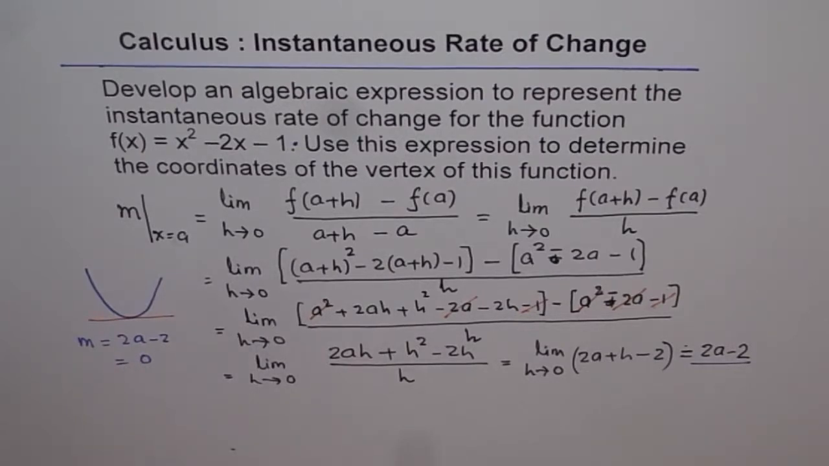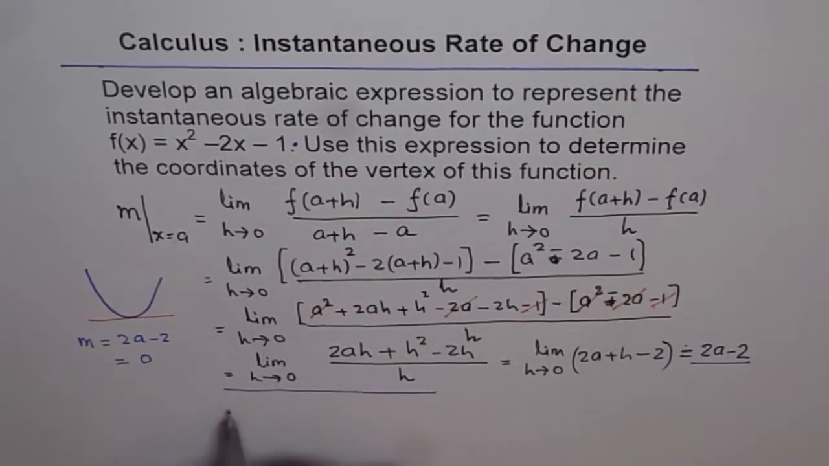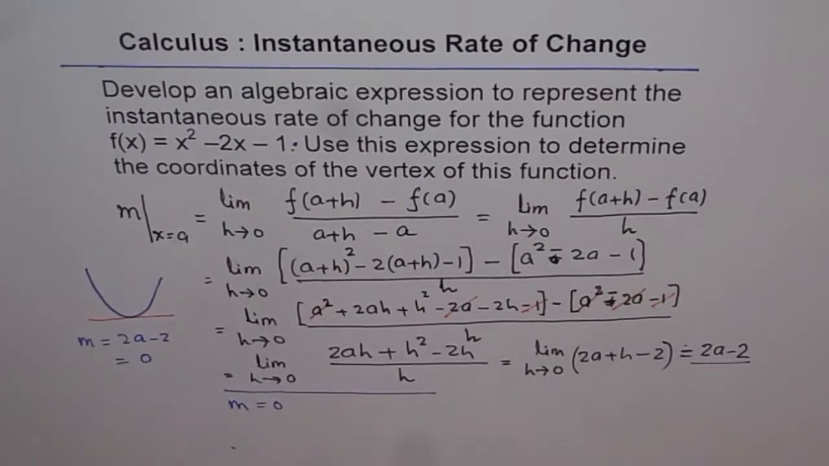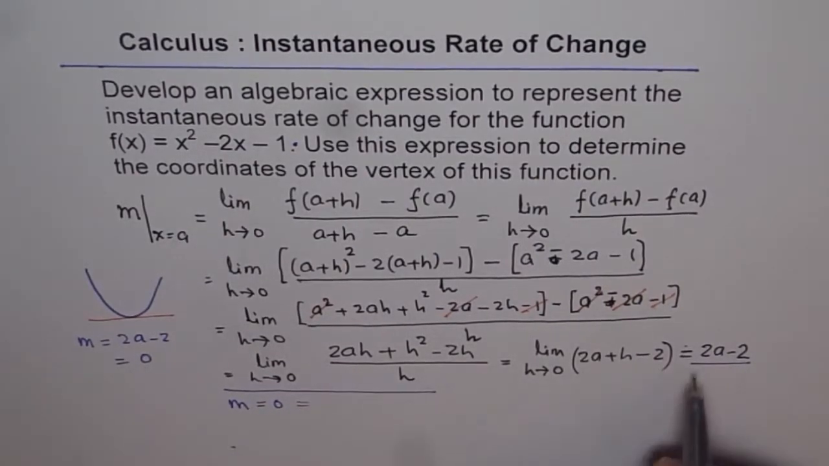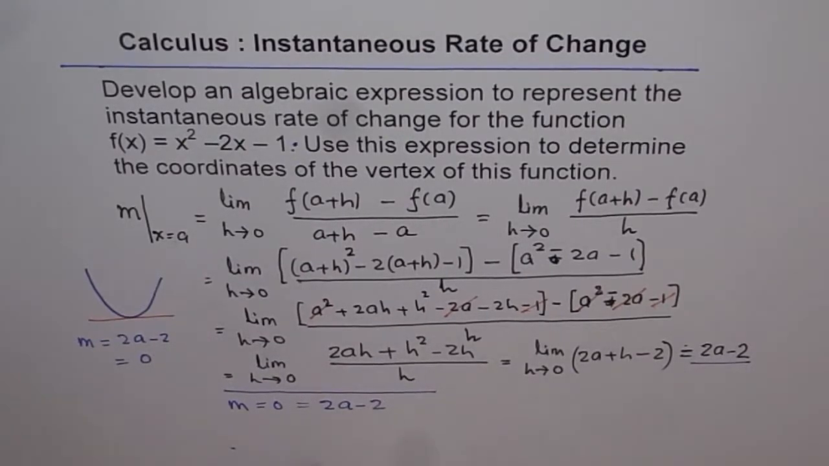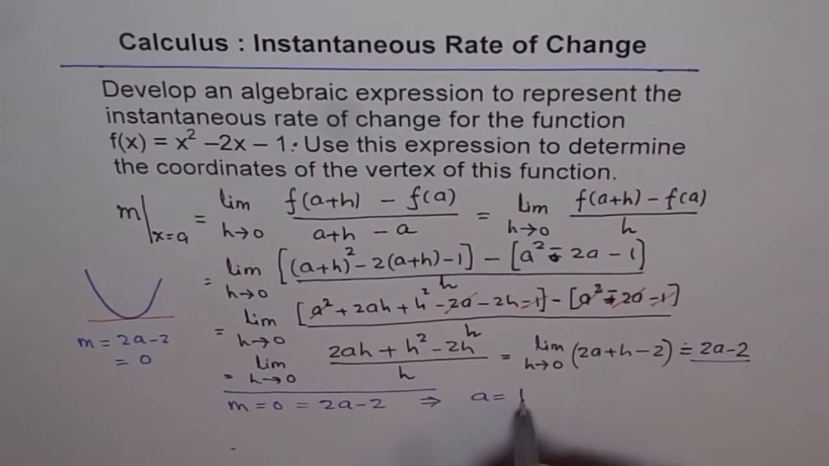So we will do that part now. If 2a minus 2 is 0, then what is the value of a? So let's calculate. Slope m equals 0 for the vertex, and therefore 0 equals the general equation, which is 2a minus 2. Now from here we can calculate that a equals 1, right? So 2 times 1 is 2, 2 minus 2 is 0. So this implies that a equals 1.